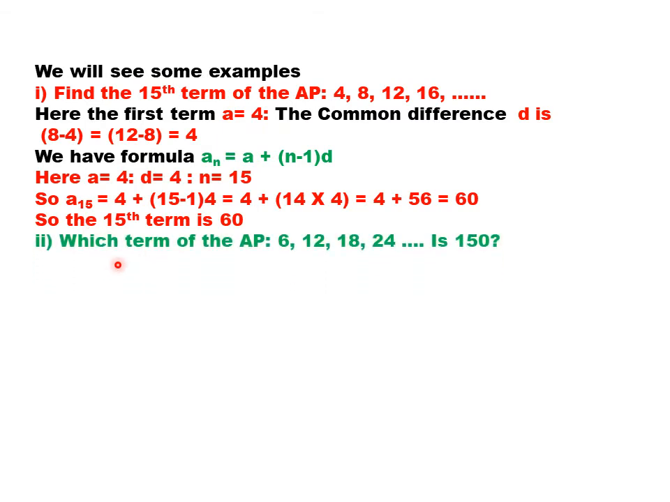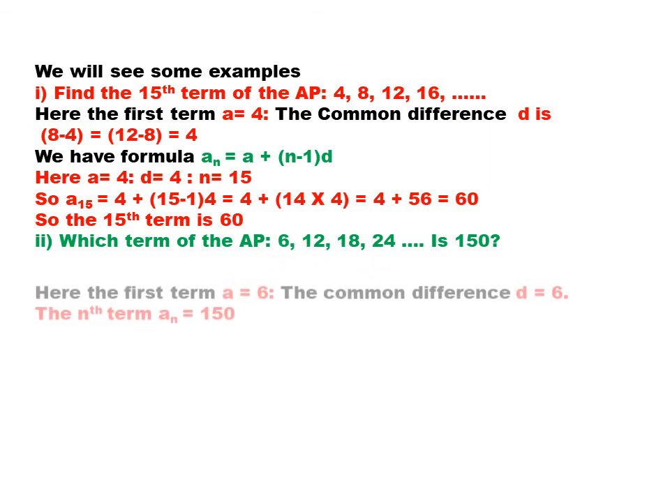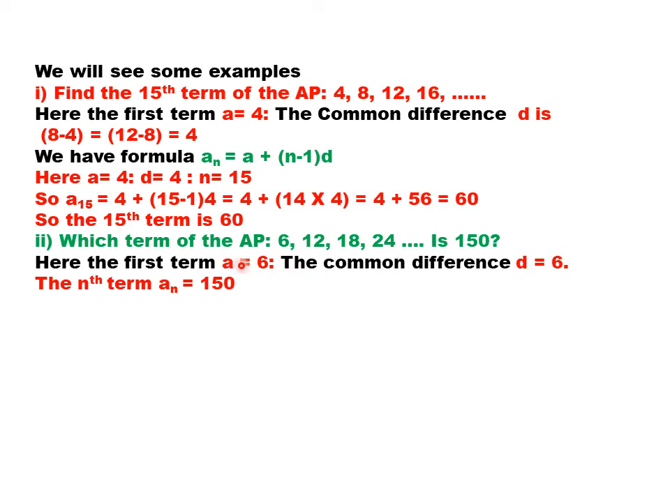Then second type of problem is which term of the AP 6, 12, 18, 24 is 150. That is, here the AP is given 6, 12, 18, 24. Here the first term a equal to 6. Again common difference is also equal to 6. 12 minus 6 is 6. 18 minus 12 equal to 6. And the nth term is given as 150. We don't know the value of n. So we have to find the value of n. Which term is 150.